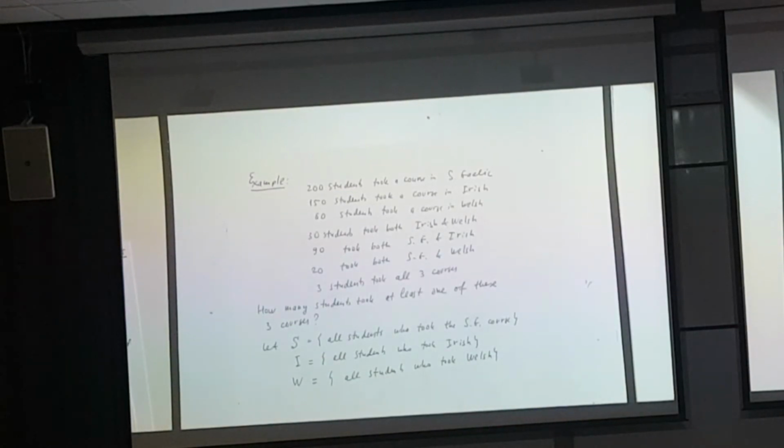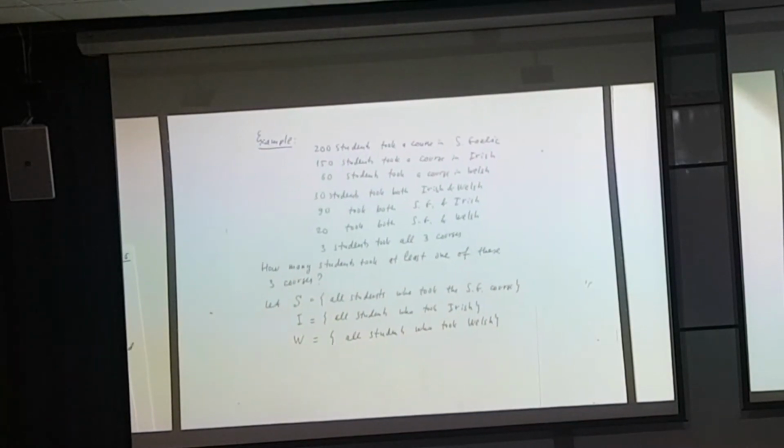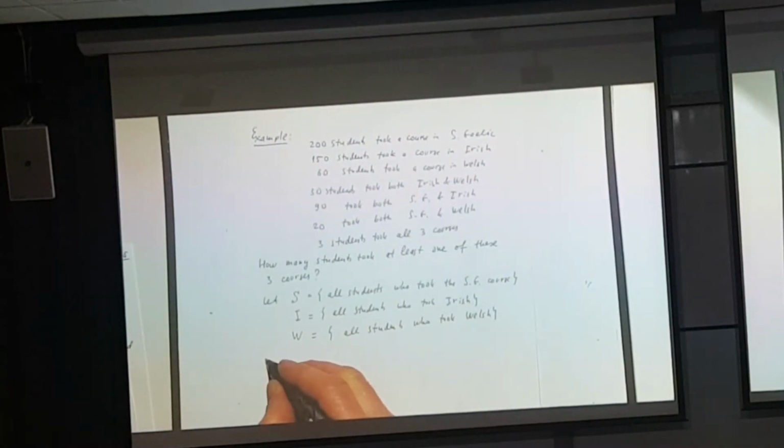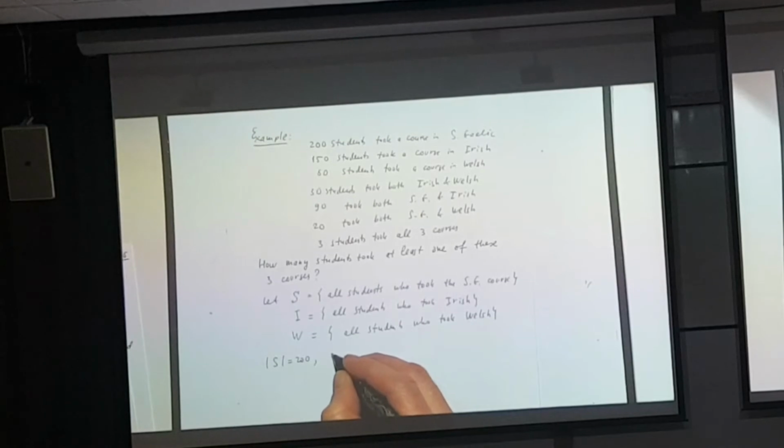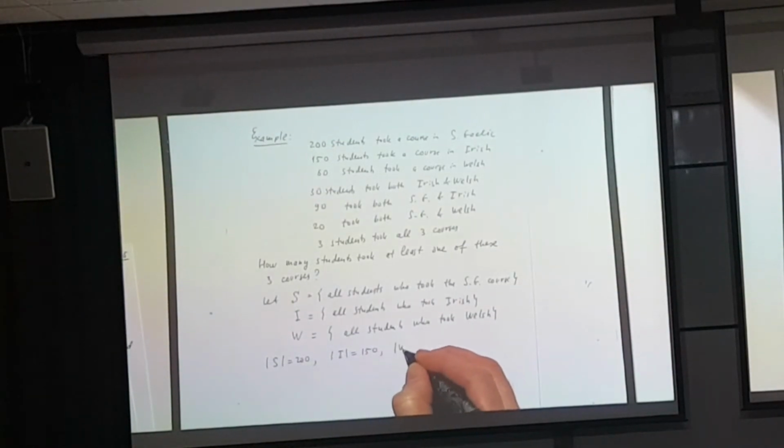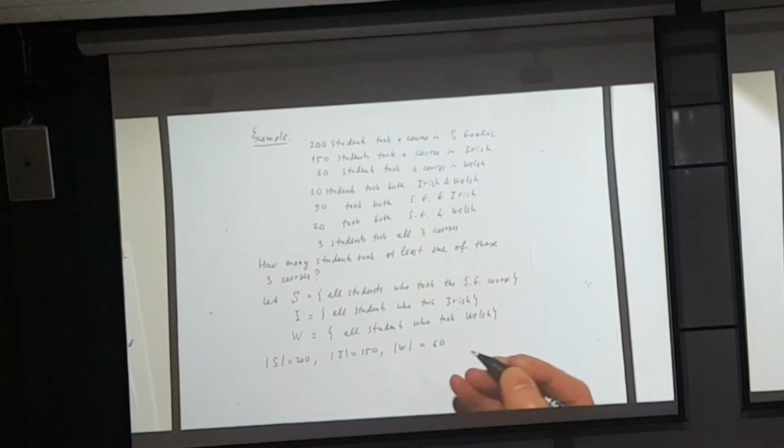Okay, once we have introduced these 3 sets, we can convert all the data given in terms of numbers of elements in these sets and their intersections. So let's do that. In terms of these three sets, the number of elements in S is given to be 200. The number of elements in I is 150. The number of elements in W is 60.